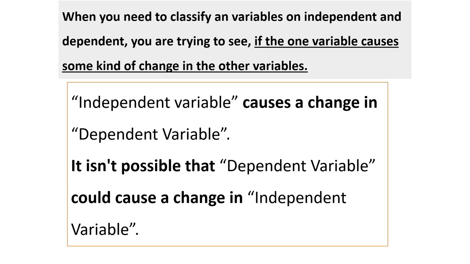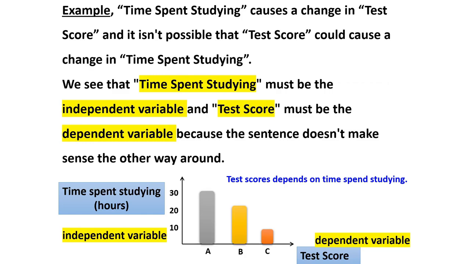When you need to classify a variable as independent or dependent, you're trying to see if one variable causes some kind of change in the other variable. An independent variable causes a change in a dependent variable, but it is not possible that a dependent variable could cause a change in an independent variable. So now we will go through an example.